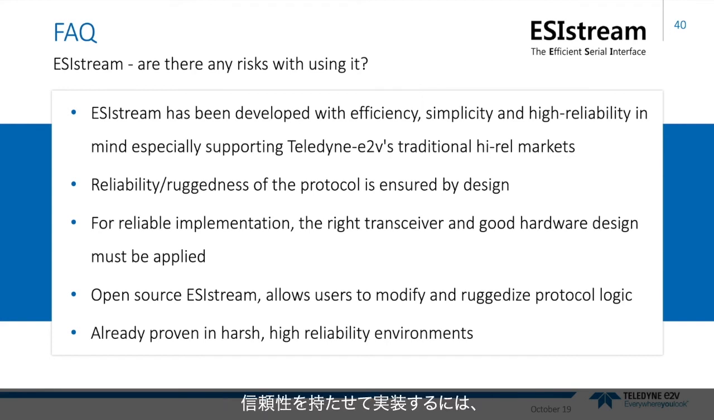It should be highlighted, however, that for an implementation to work reliably, the right transceiver design needs to be used and good hardware design practices must be applied. The benefit of open source means that ESIstream allows users to modify and ruggedize the protocol to their specific needs, which allows the link technology to grow with the developing demands of the customer base. And finally, from the perspective of risk, the link technology has already been proven in multiple harsh, high reliability environments as implemented by Teledyne E2V's customer base.